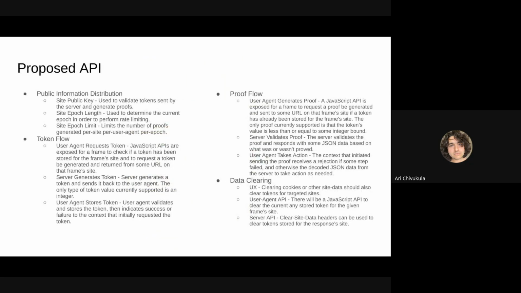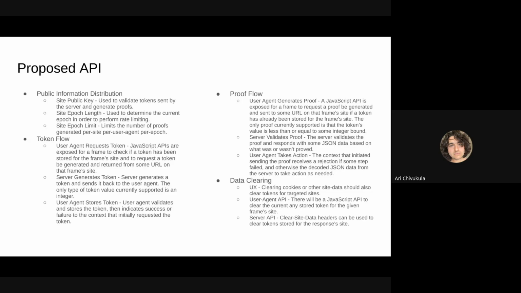So the proposed API has a few key parts. First, in terms of public information that's shared, any site that wants to use this has to distribute a public key that's used to validate the tokens that are sent. This is so the browser can verify that the token they got is actually valid.